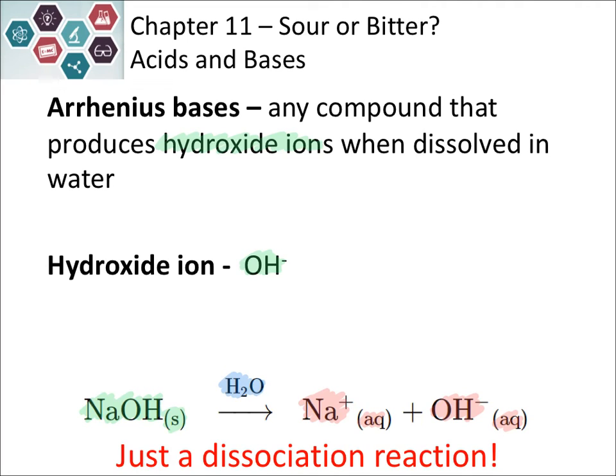This should have a very familiar look to it. This is the dissociation reaction, like we did back in chapter 6. We have our ionic compound, we put it in water, and it breaks apart into its ions. The reason water is written above the arrow is because it's not actually reacting, but it does have to be present.